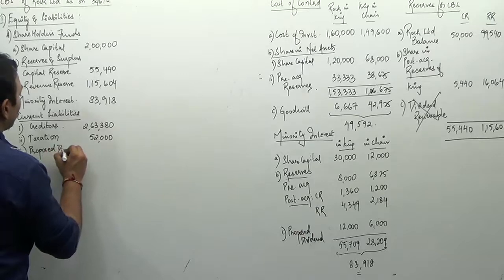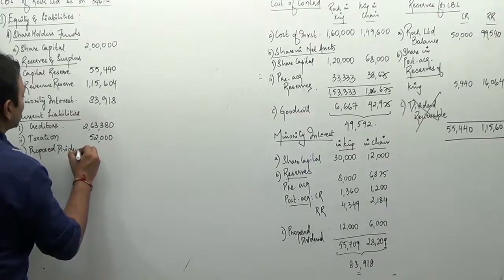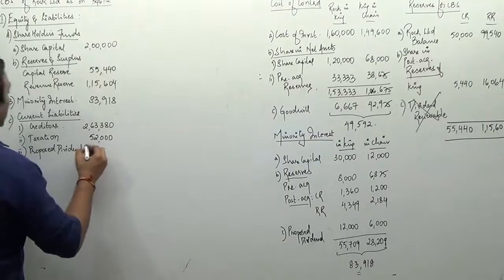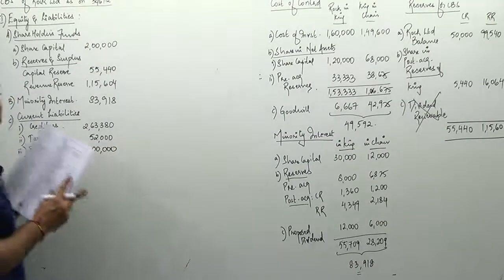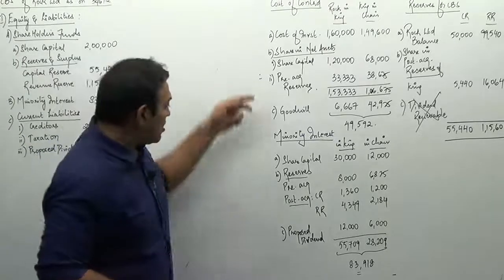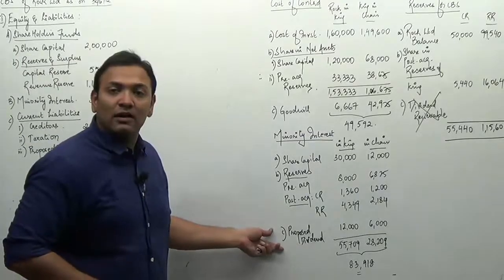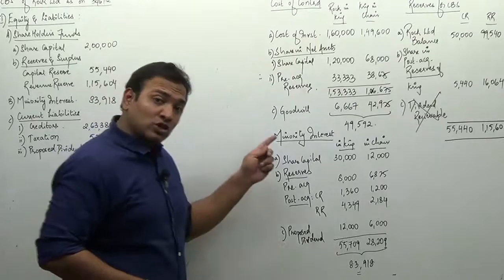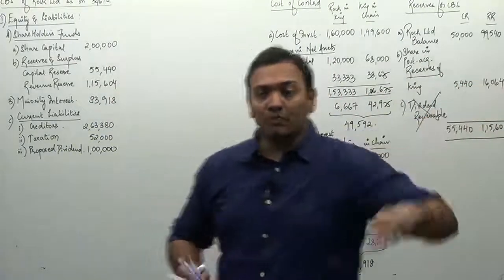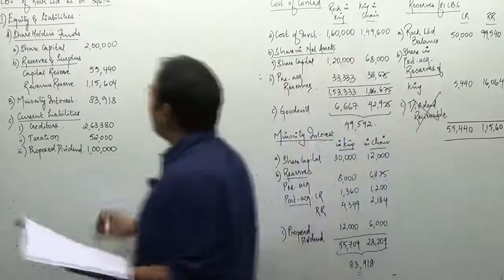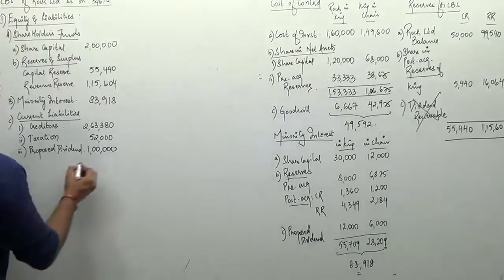What happened to the proposed dividend in subsidiary? Subsidiaries get eliminated. Holding company's proposed dividend is existing. How did the subsidiary's proposed dividend get eliminated? A portion of proposed dividend I added here. Yes. And a portion, I'll cancel it with the dividend receivable in the debtors. So, proposed dividend gets cancelled for the subsidiary. What we have is only the holding company's proposed dividends.